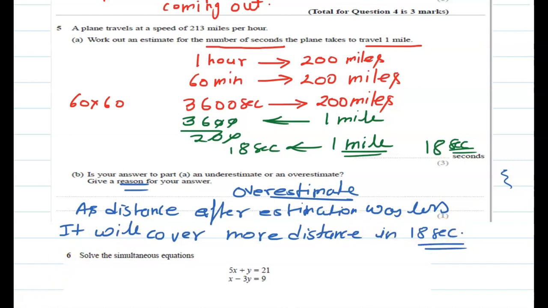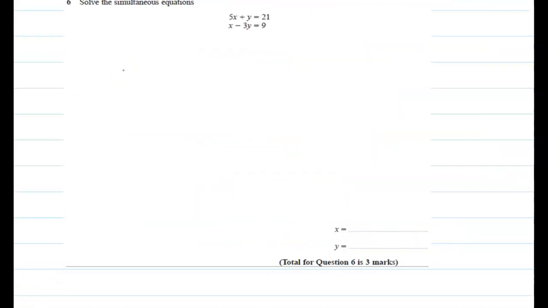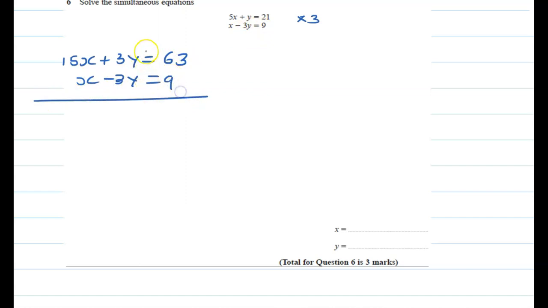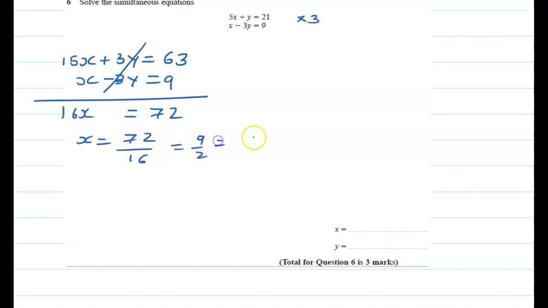Let's go for another question. Question number 6. Solve the simultaneous equations 5x plus y equals 21, x minus 3y equals 9. If we multiply the first equation by 3, it will be 15x plus 3y equals 63, and the second equation is x minus 3y equals 9. Plus 3y and minus 3y cancel, so we got 16x. 63 plus 9 is 72, so x is 72 over 16. 72 over 16 is 9 over 2, and that is 4.5.